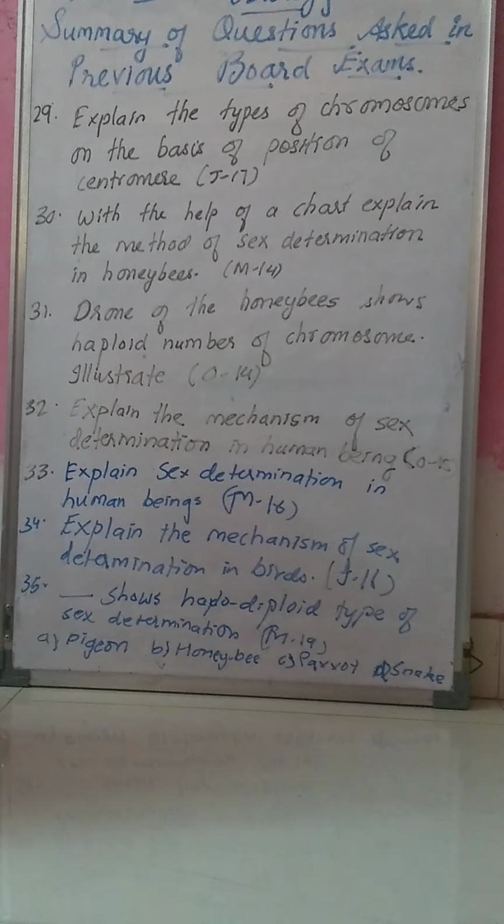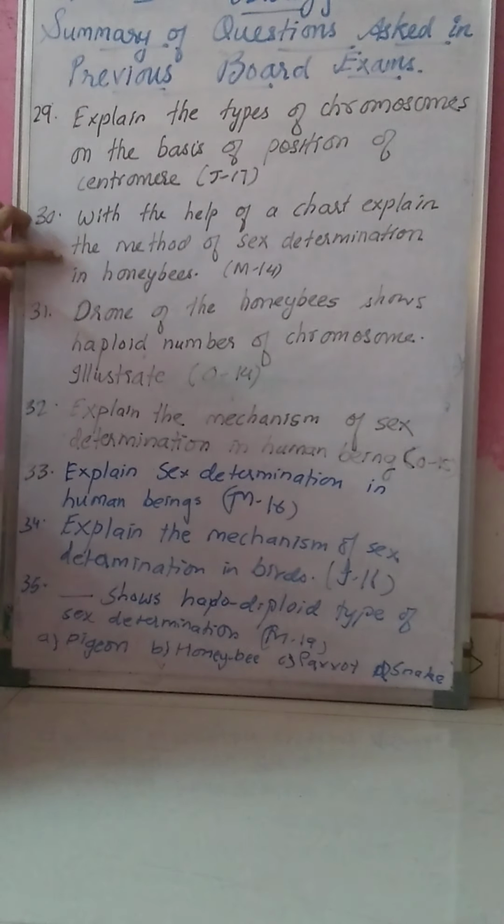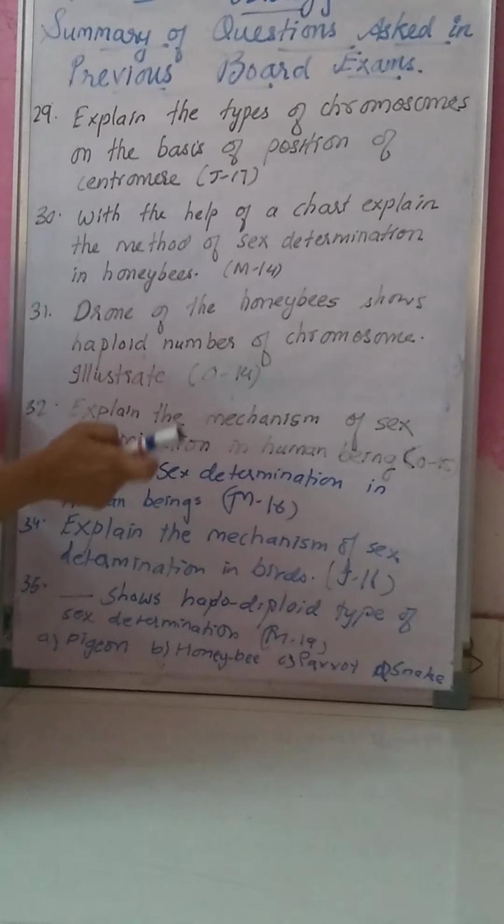Now the next question is question number 32. What is question number 32? Explain the mechanism of sex determination in human beings. Sex determination in honeybee was there; now here you have to show the sex determination in human beings. That is XY type, no? This was asked in October 2015.